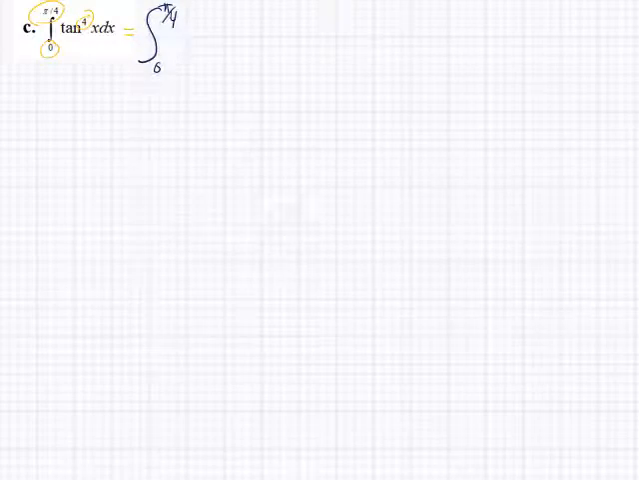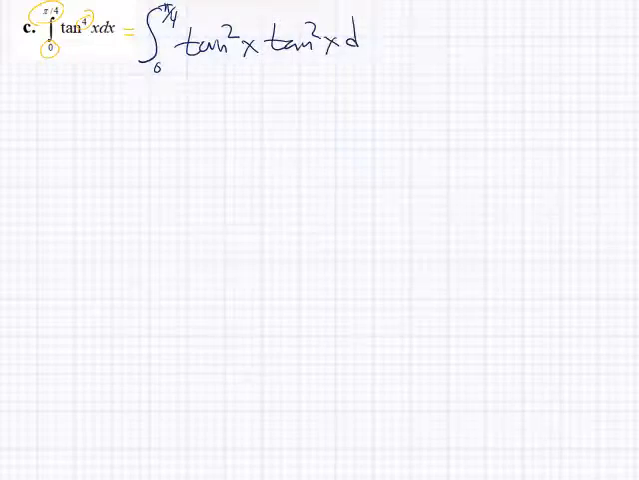Here's an example where tan is even and I have no secants. So what I need to do is essentially make secant squared show up so that I can try and get a du to show up out of this thing. Oh, I got the 0 and pi fourths here as well, and we'll handle that at the end. So I'm going to rewrite this. Let's get a darker color as 0 to pi fourths tan squared x times tan squared x dx.